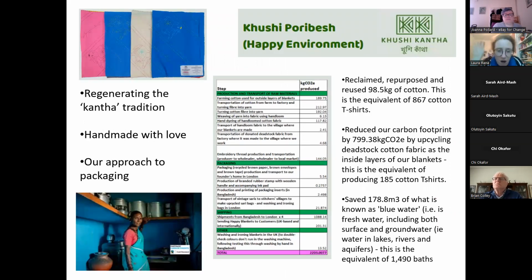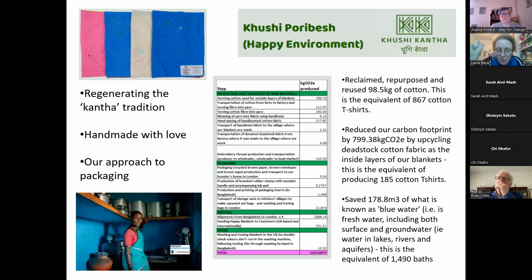So this is looking at our environmental impacts. The key indicators that we're looking at are the kilograms of cotton that we're reclaiming, repurposing, and reusing. So we have certified cotton donated by a supplier from the Bangladeshi garments industry.